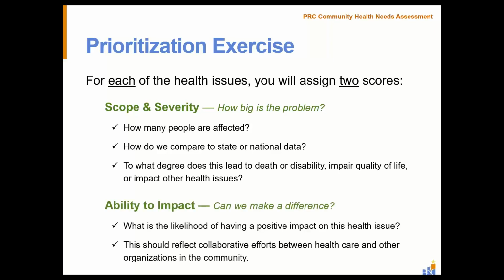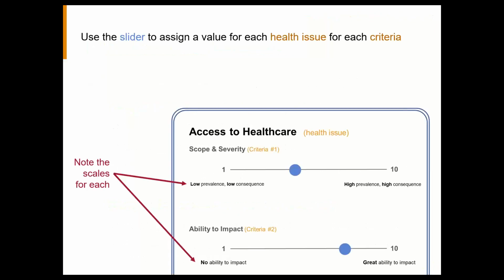Can we make a difference? So what's the likelihood of having a positive impact on this health issue? And this should reflect collaborative efforts between healthcare and other organizations in the community. So those 2 scores again, the first score, 1 to 10 for scope and severity, 1, not a big problem at all, to 10, huge problem. And then ability to impact is the second score, 1, no ability to impact, to 10, we have a great ability to make a change and have an impact.